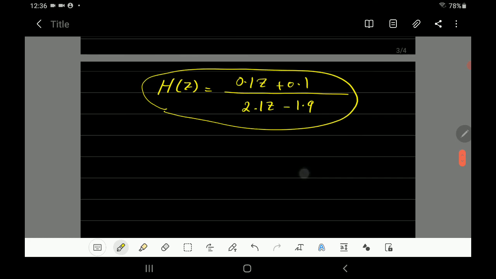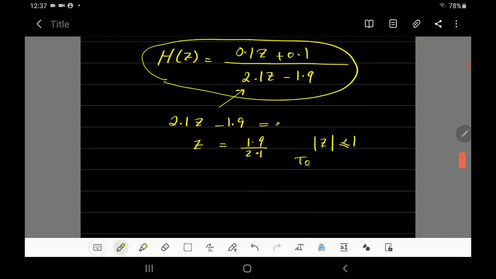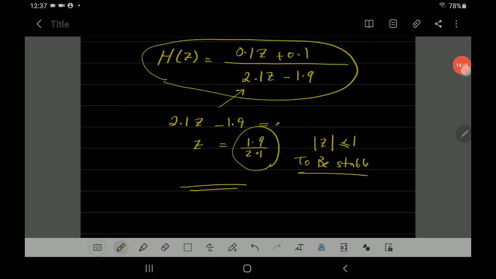And you should check the pole of H(z) by finding the roots of the denominator. So if you have 2.1z minus 1.9 equals 0, then z equals 1.9 over 2.1. You have to make sure that the absolute value of z is less than or equal to 1. Why? To be stable. And obviously that's less than 1. So it will work and preserve the stability of the system. Alright, thank you.